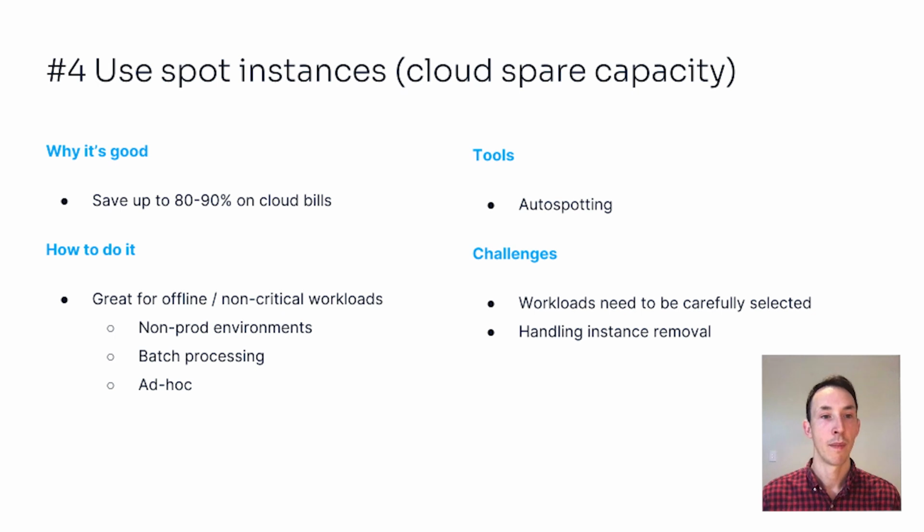So things like batch processing or ad hoc processing, reporting, offline workloads, anything where a customer is not going to be directly impacted by the server being removed from the system at short notice is a really good candidate for spot instances. And as I said before, you can really save such a huge amount of money that for anything asynchronous, it's a really good option to start considering.